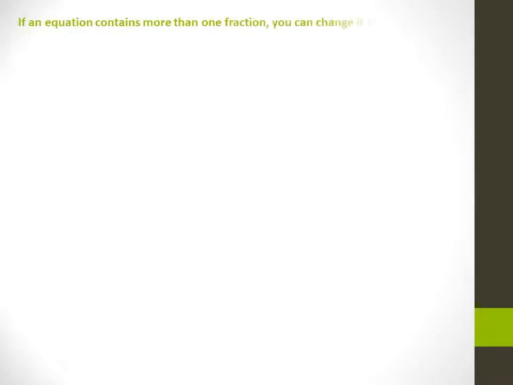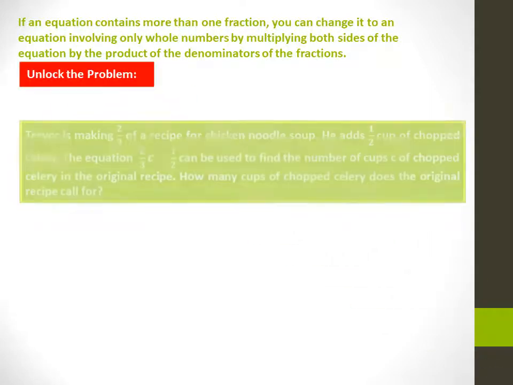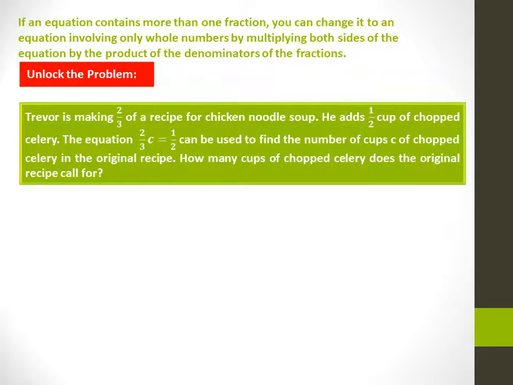If an equation contains more than one fraction, you can change it to an equation involving only whole numbers by multiplying both sides of the equation by the product of the denominators of the fractions. Unlock the problem. Trevor is making 2 over 3 of a recipe for chicken noodle soup. He adds half a cup of chopped celery. The equation 2 over 3 times c equals 1 over 2 can be used to find the number of cups c of chopped celery in the original recipe. How many cups of chopped celery does this original recipe call for?